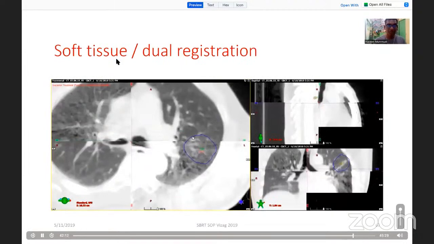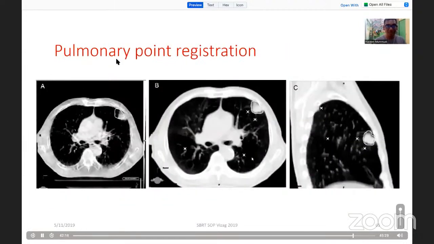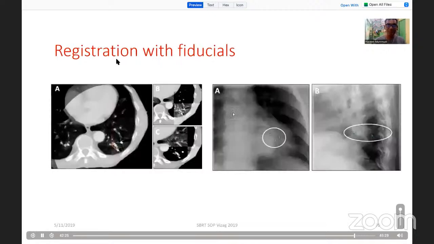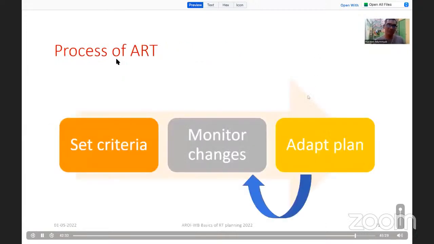Sometimes when you have fiducials or certain landmarks within the CBCT that you're able to identify, you could use those. For example, you could use this pulmonary vessel to match your CBCT, or if you have placed some fiducials, especially in patients who are being planned for SBRT, you could match with those fiducials also.